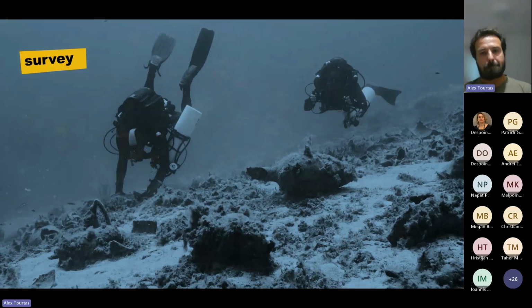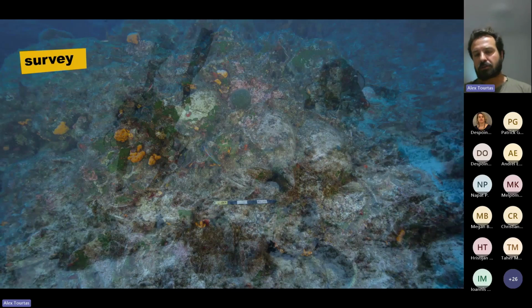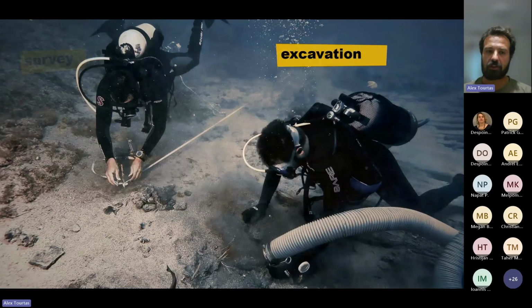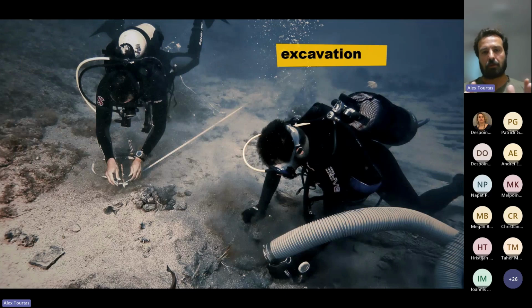So things are not easy, as you understand, because we're working in a hostile environment and there are a lot of distractions and impediments that get in the way. But there is still survey being carried out in order to map and find new sites. There's excavation being done underwater under, of course, certain different protocols. But it's still excavation, so it follows the basic archaeological procedure.